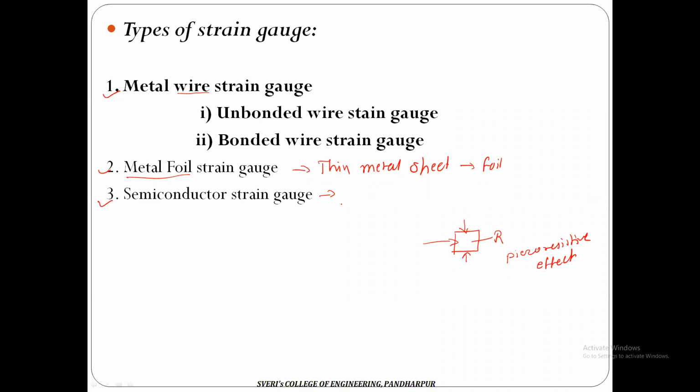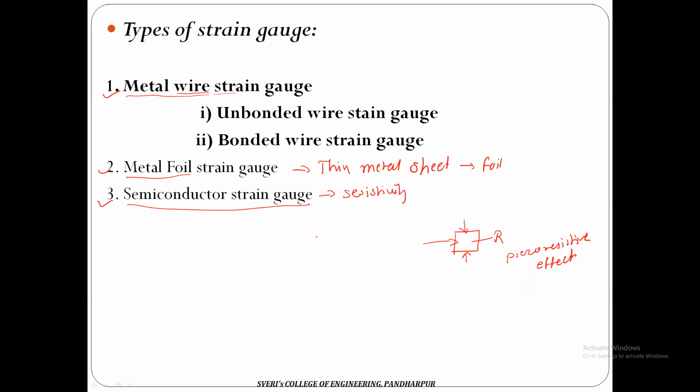And now, whatever weight machines you observed in the gold and silver shops, all these weight machines are prepared with the semiconductor strain gauge because its sensitivity is very high. Get my point? But for our syllabus, we have to learn only the metal wire strain gauge.